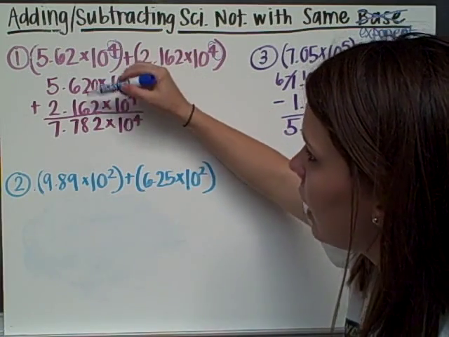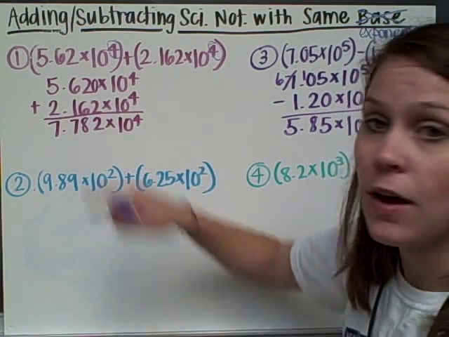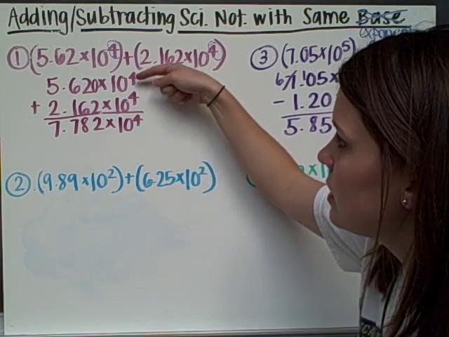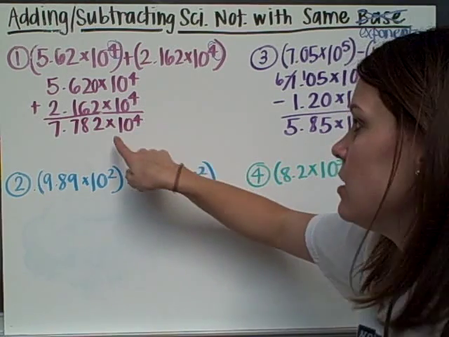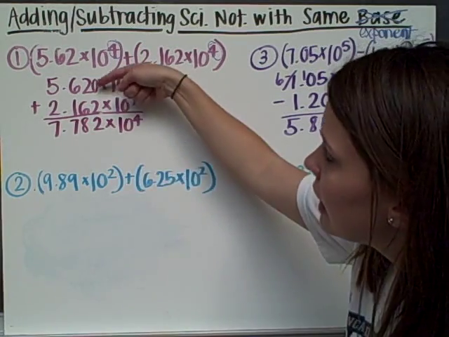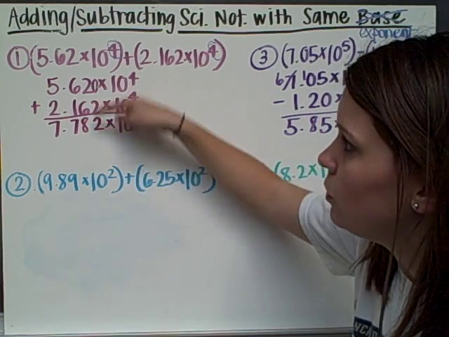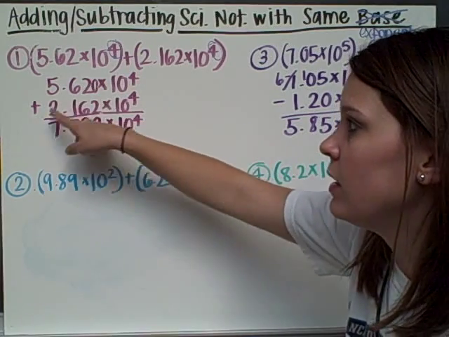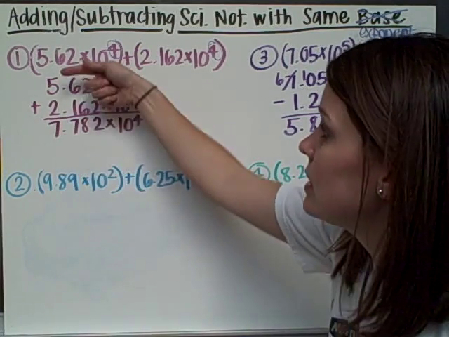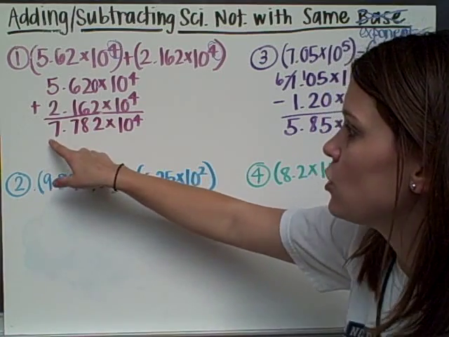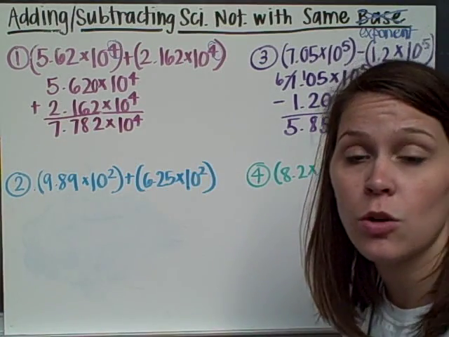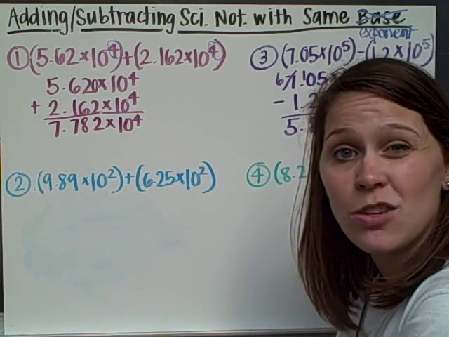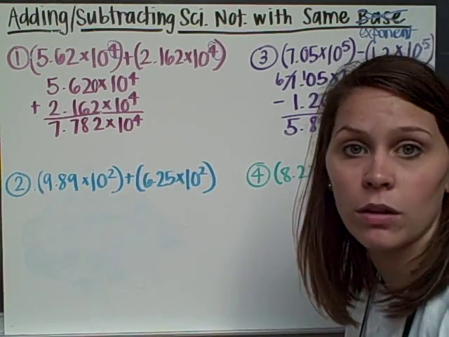So make sure that you line them up so that your place values are lined up together. So I added an extra 0 for that thousandths place. You keep the same base 10, so we have times 10 to the 4th. And so now 0 plus 2 is 2, 6 plus 2 is 8, 6 plus 1 is 7. Rewrite my decimal place, and 5 plus 2 is 7. So this is in scientific notation, so we don't have to change anything. And our answer is 7.782 times 10 to the 4th.